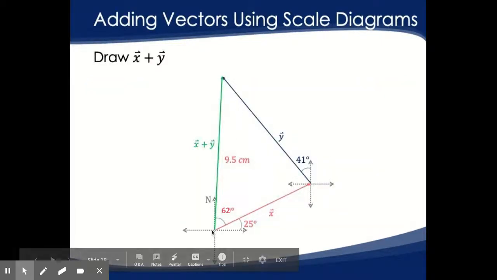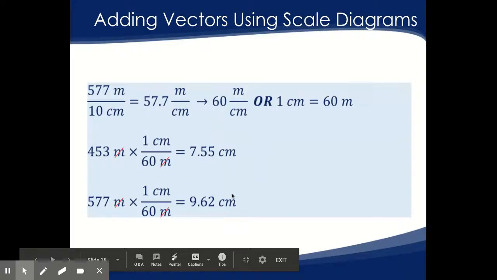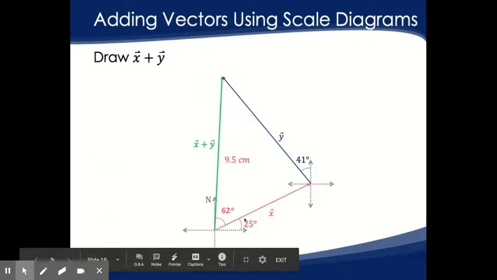So now you want to draw that out nicely. We inserted our little coordinate plane here so that you can see that. You would draw X first because that is the first one listed. X was 25 degrees north of east, so that's what we drew here. It is 7.55 centimeters long, and make sure that the angle is 25 degrees north of east, because that was what was in the original example.